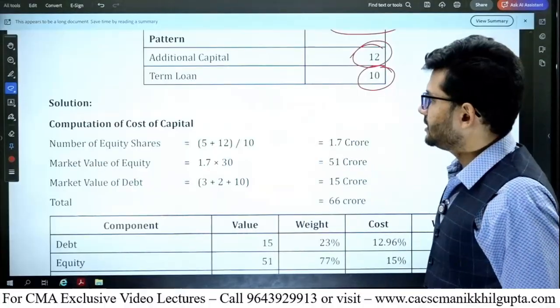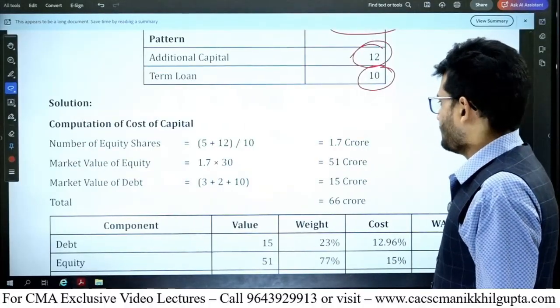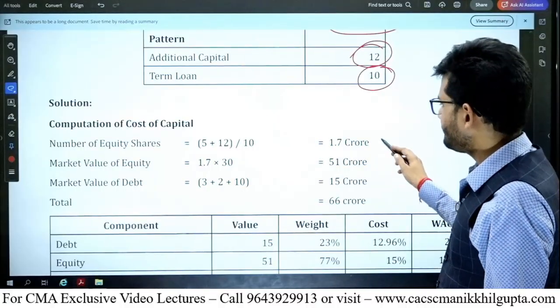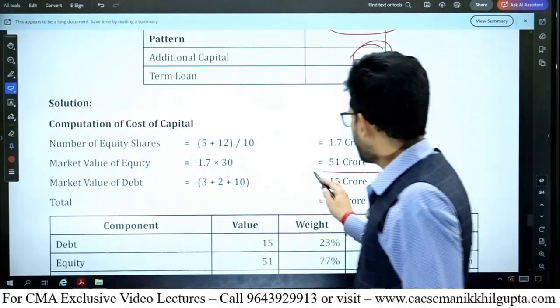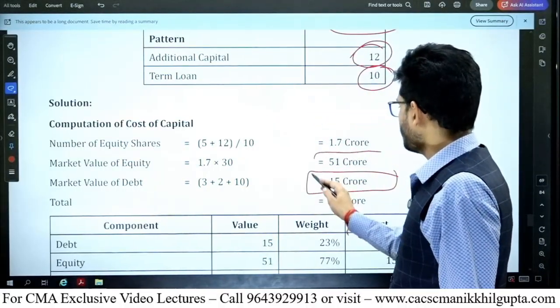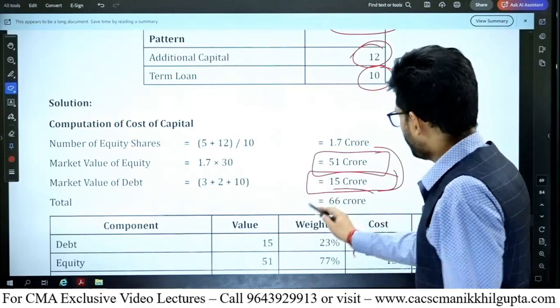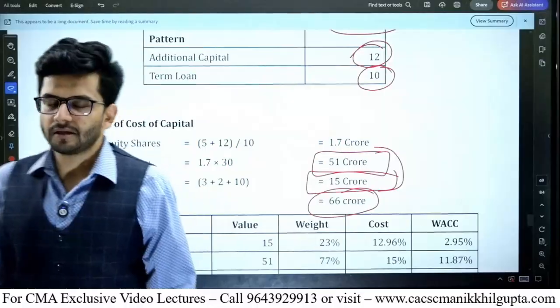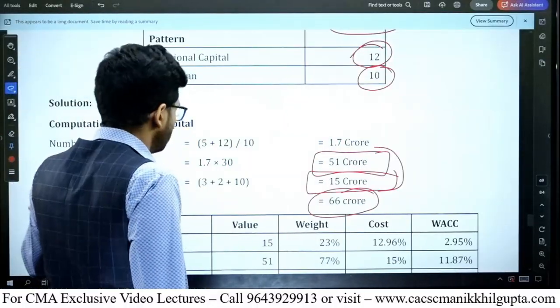So first of all, we'll calculate the cost of capital. Number of equity shares, market value of equity, one equity share. This is the market value of debt. So market value of debt is taken, market value of equity is taken. Both of them total 66 crores. So we need to calculate the cost of capital using the weighted average cost of capital method.